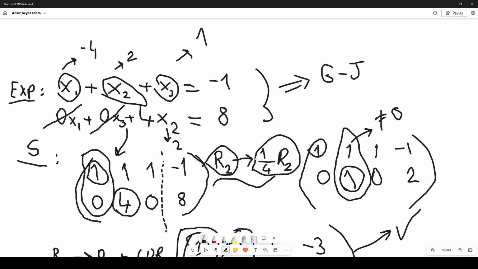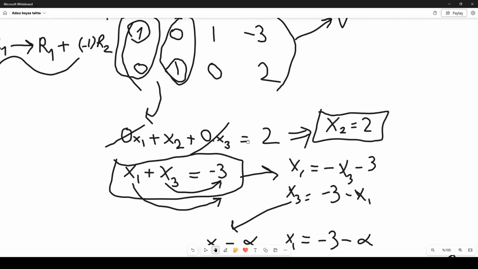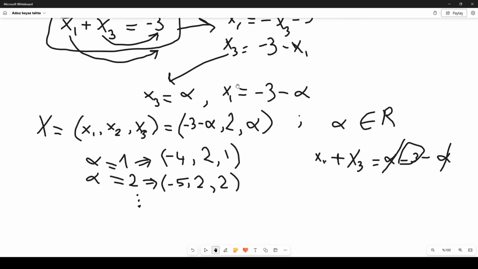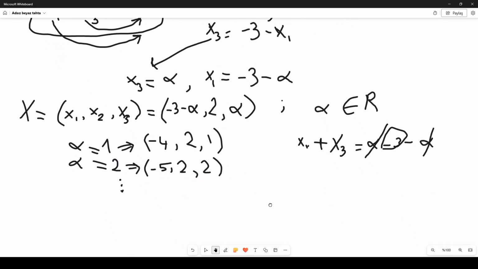As long as we choose the x1 and x3 pairs with the property that their sum is equal to minus 3, all possible pairs would satisfy this equation. And this is nothing but saying this system has a solution set of infinite number. So this is the infinite solution case.